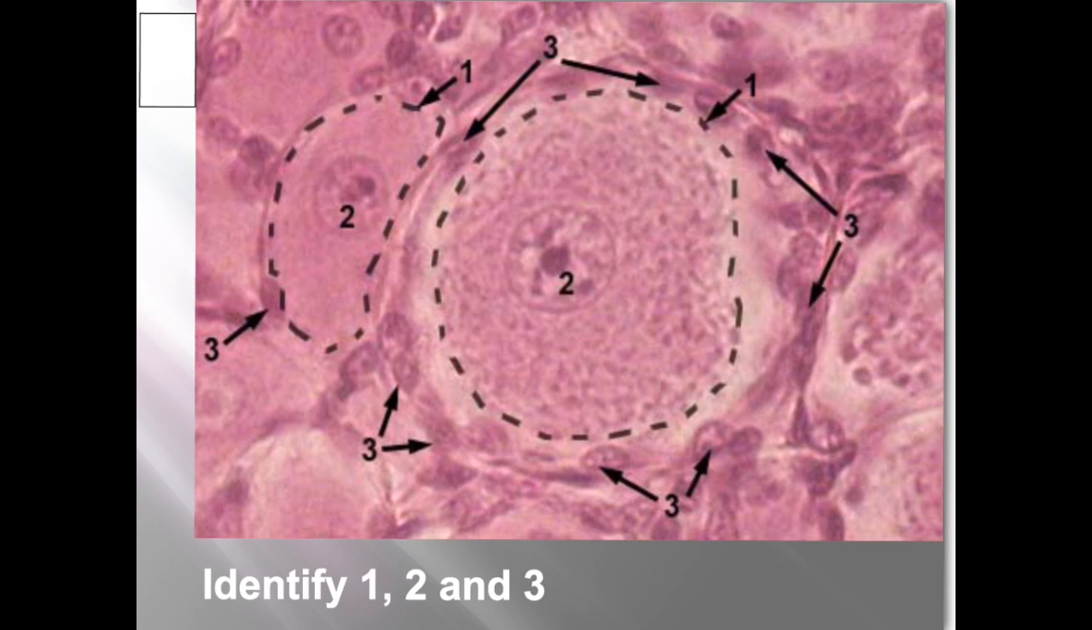Identify one. One is all this structure. This is the label one, and it points to these dots. So all these dots mean one. So this is the pericaryon of the neuron. Number two is the nucleus of the neuron. Number three, they are the satellite cells. If you are asked what the type of this neuron is, it is of course unipolar nerve cell.